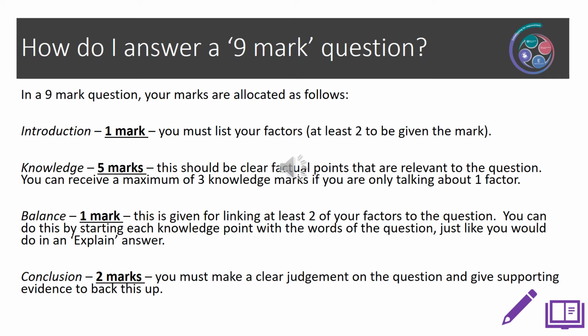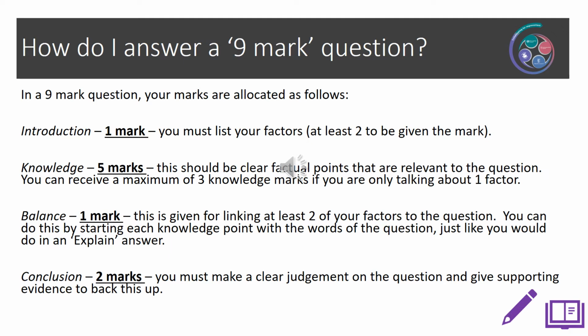For your introduction, you get 1 mark. Now you can get that mark in a couple of different ways, but the most straightforward way for you to gain your mark is to list your factors. In your introduction, you need to have at least 2 factors for you to be given the mark. Usually what we would suggest is that you would start your introduction with the words of the question and then go on to mention the factors you're going to be talking about in your 9-marker.